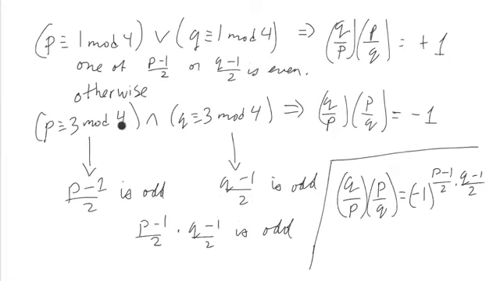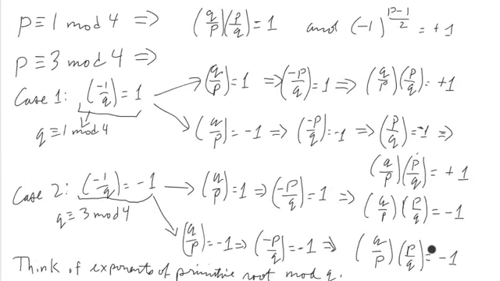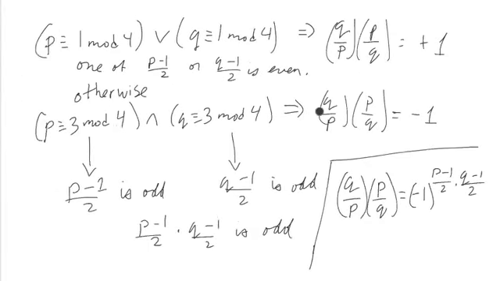Otherwise, we actually have both of these happening: p is congruent to 3 mod 4 and q is congruent to 3 mod 4. Remember, the only times we had negative 1s was down here, where we had both this and this happening. That means their product is negative 1. That's the same thing as saying that both of these are odd, which means that their product is odd. If their product's odd, then you're going to get negative 1 to an odd power, so it's going to be negative 1. Now, if just one of these is even, then you're going to get a positive 1.